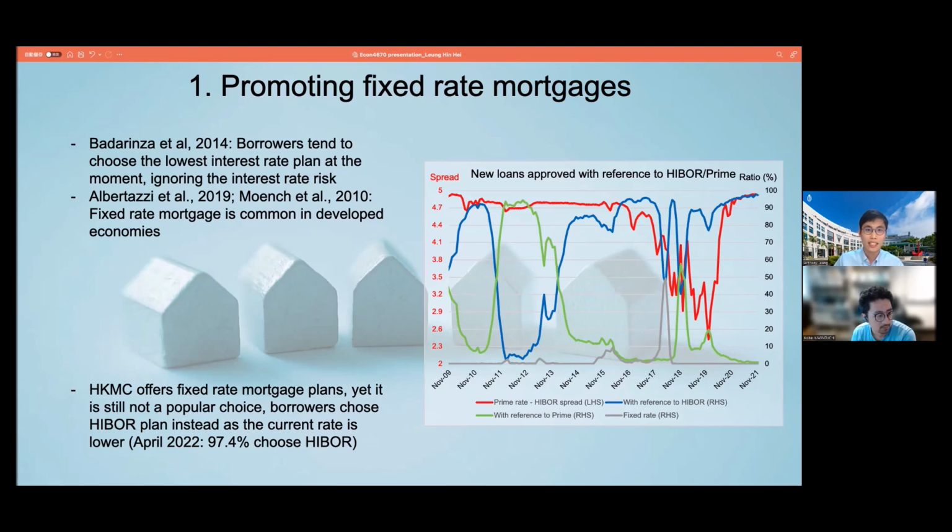But I think there should be more education in Hong Kong about financial knowledge, maybe about interest rates and other things, so that people can know what interest rate risk is and how to deal with it. Yeah. Okay, thank you.